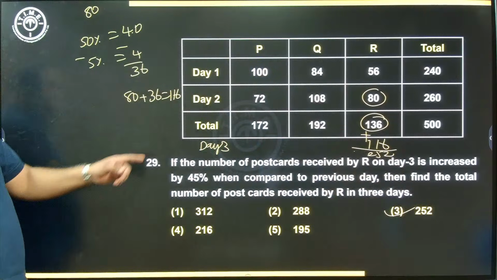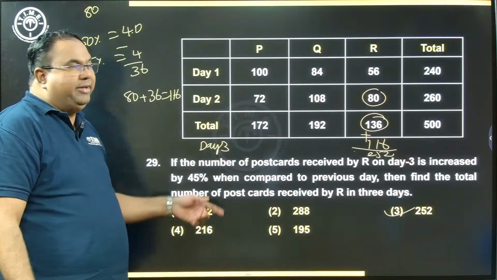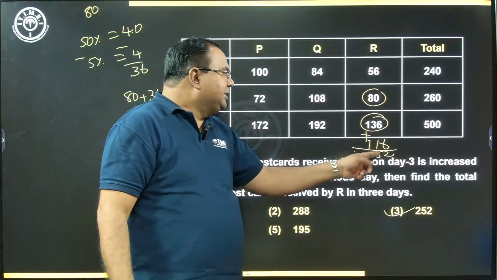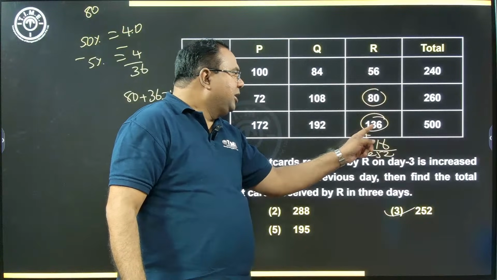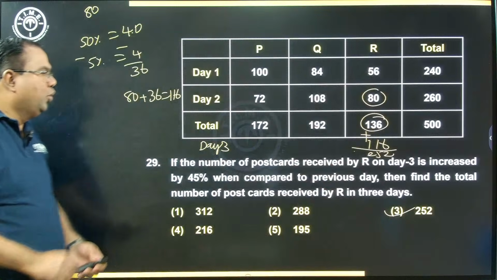You got the point? Number of postcards issued by R on day 3 is increased by 45% compared to the previous day. So 45% will be, I am increasing by 36. So 80 plus 36 is 116. These 2 days total 136. Day 3 is 116. If I add these two, it has to be 252.